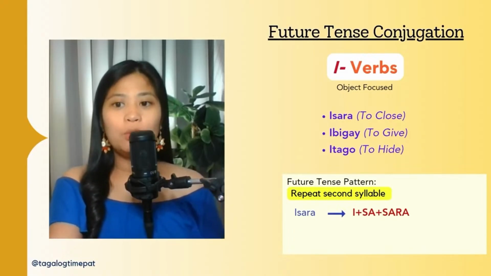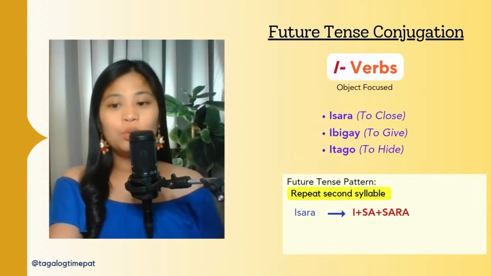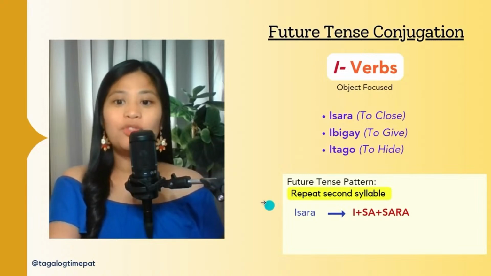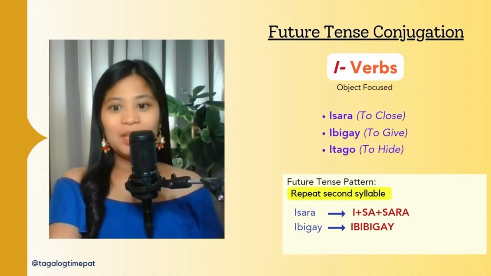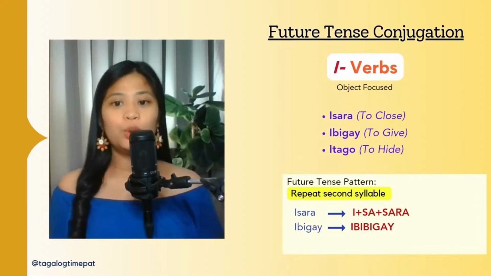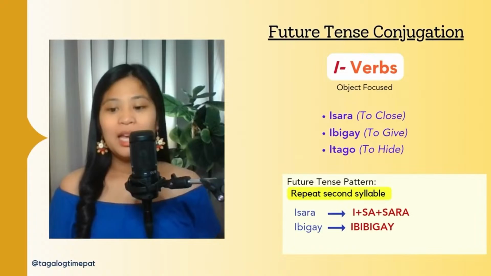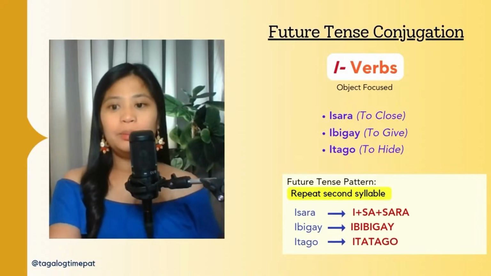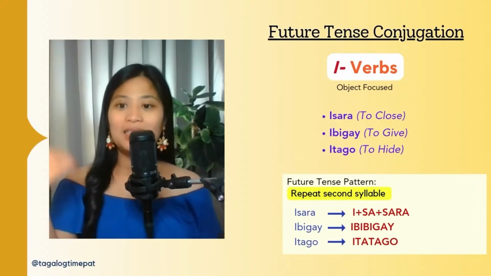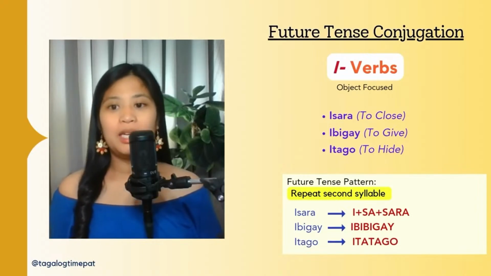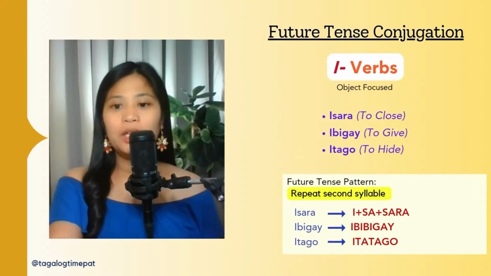You give it a try. What do you think ibigay, to give, and itago, to hide, will be in the future tense? Just follow this pattern. Okay? Ibigay will be ibibigay. Ibibigay ko yung regalo. I will give the gift. And then itago, to hide, will be itatago. Itatago ko yung pera. I will hide the money. So again, you are just repeating the second syllable.